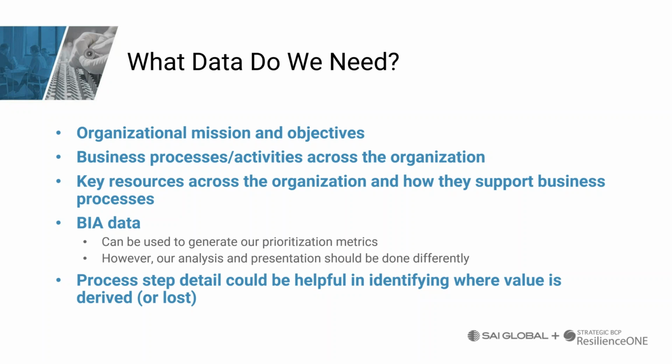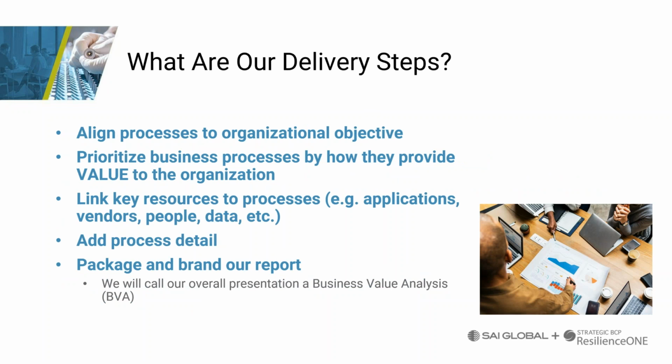So what data do we need? We could get that from our different business units, or we can interview people, as we said before. We could also observe. We can do a data capture by observation too. So our delivery steps. Align the processes to the organizational objective. Prioritize business processes by how they provide value to the organization. As I mentioned before, link key resources to the processes.